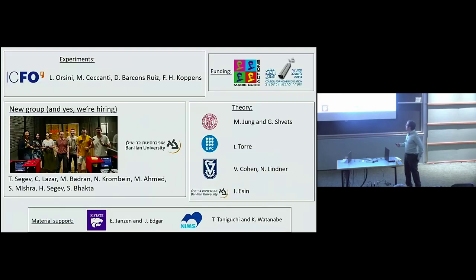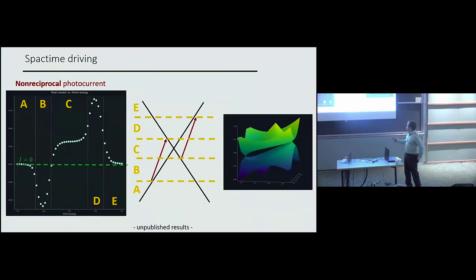I guess it would be just the fact that you have directional photocurrent at charge neutrality. Usually, if you have photocurrent, it at the very least flips sign at charge neutrality. Okay, because you're switching from electrons to holes.